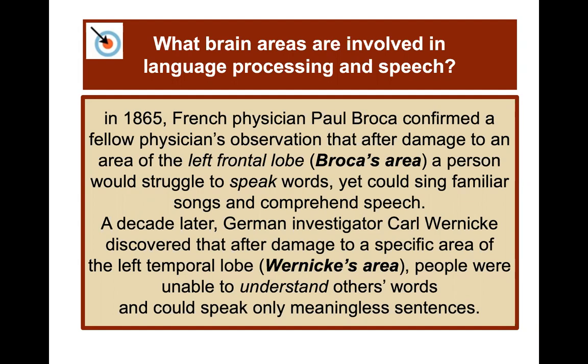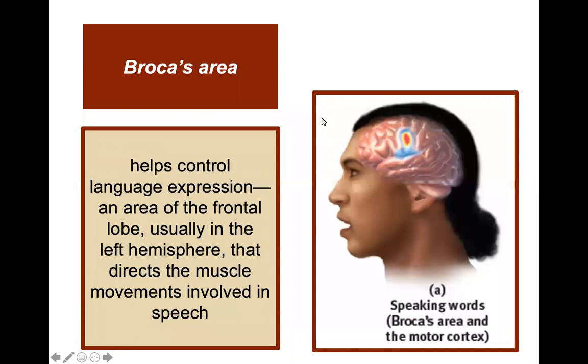A decade later, a German investigator, not a French investigator, Carl Wernicke, discovered that after damage to a specific area of the left temporal lobe, later named Wernicke's area, people were unable to understand others' words. So they could speak, but they could only speak meaningless sentences. So Broca's area helps control language expression.